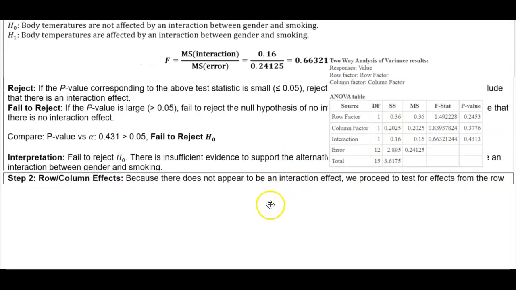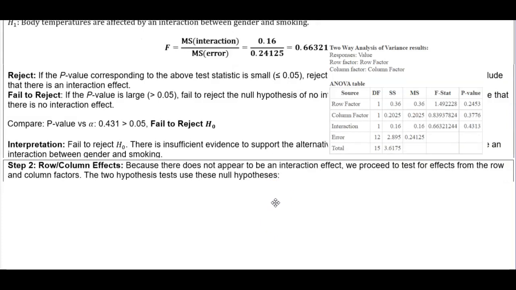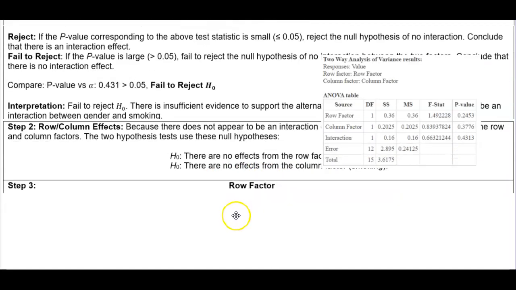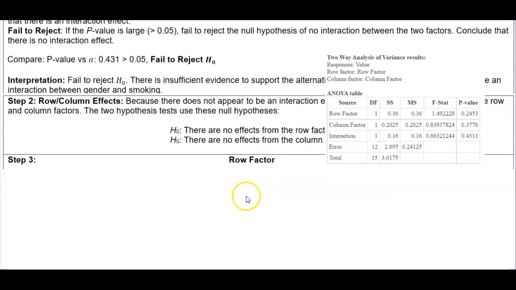Okay, so now we're going to take a look at the row and column effects. Because there does not appear to be an interaction effect, we proceed to test for effects from the row and the column factors. And the two hypothesis tests use these null hypotheses. There are no effects from the row factor, gender. There are no effects from the column factor, smoking. So let's proceed with the row factor.